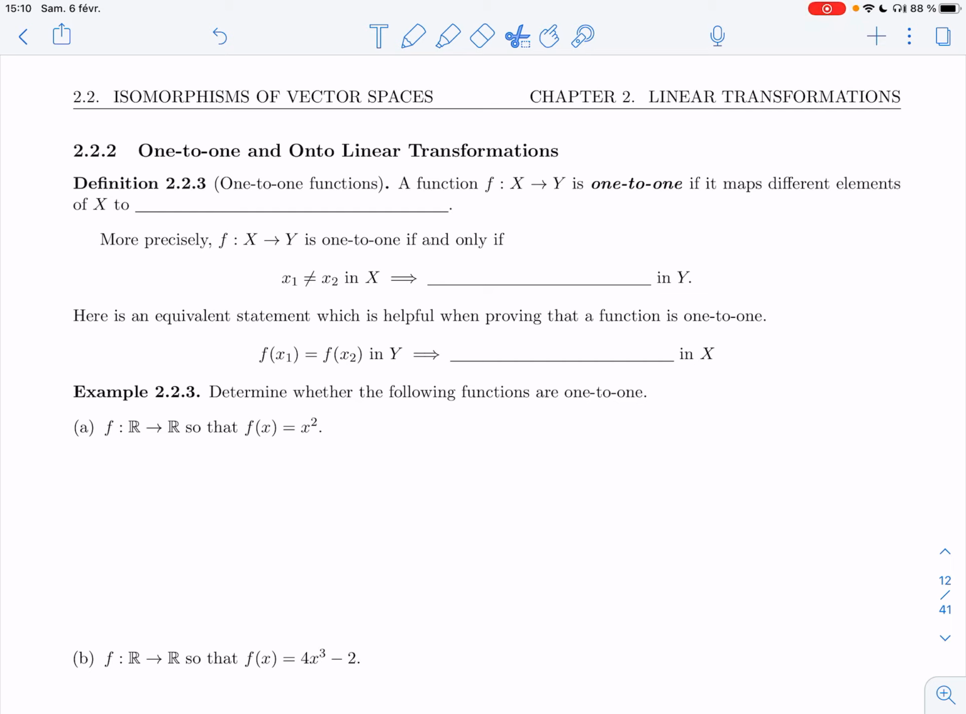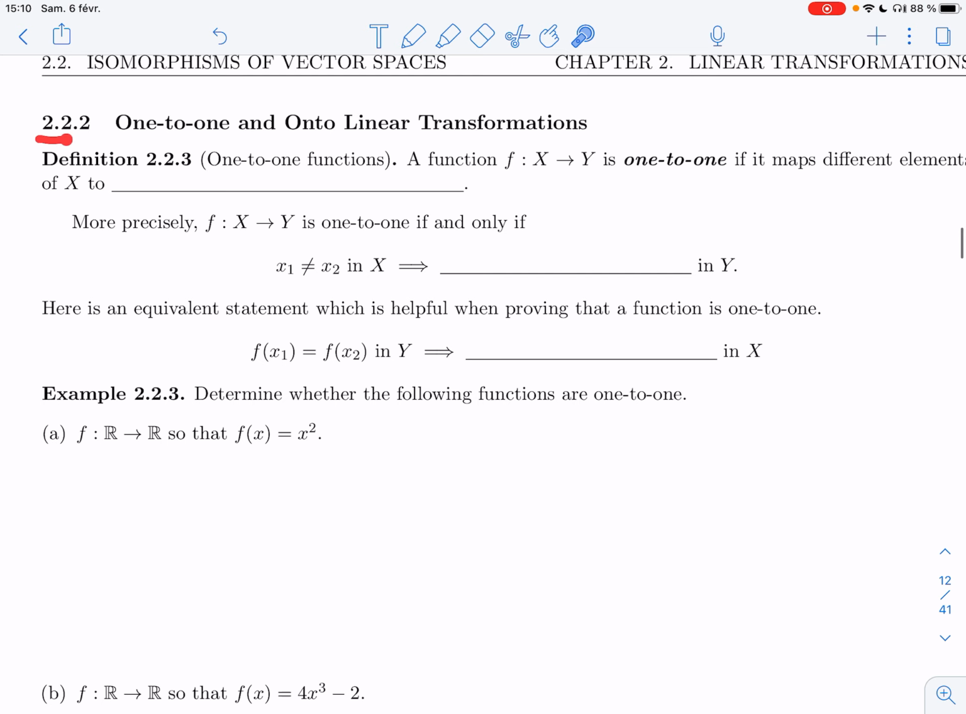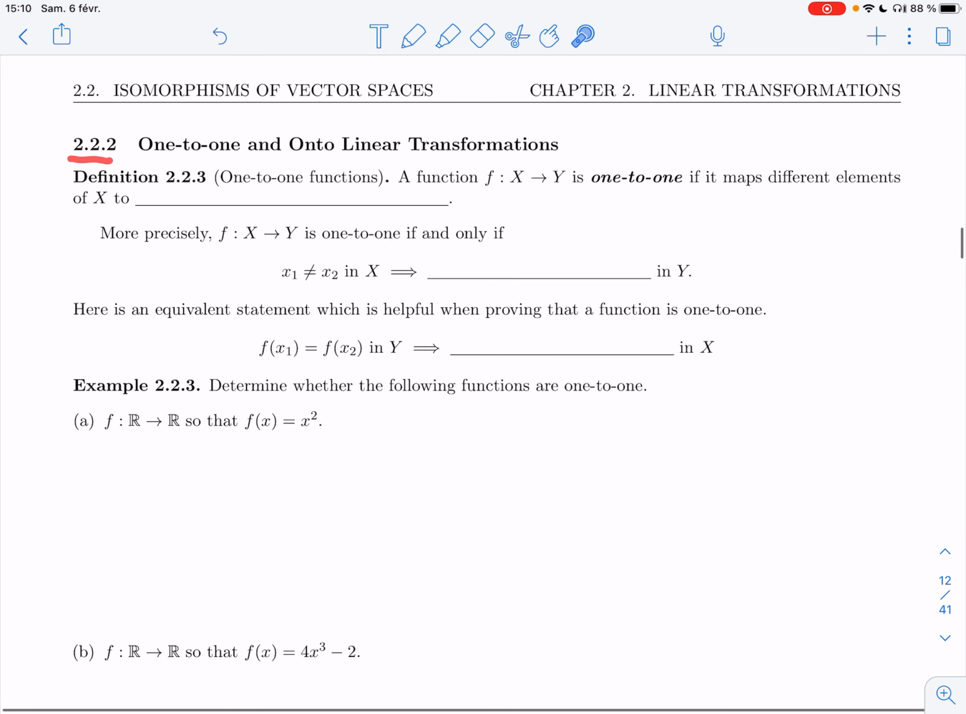All right, in the previous video, we talked about the rank nullity theorem. We'll use it later this chapter to talk about when two vector spaces are actually equivalent. But first, we need to talk a bit more about functions. So section 2.2.2, we're going to talk about what one-to-one and onto linear transformations are. I'm going to start with functions.